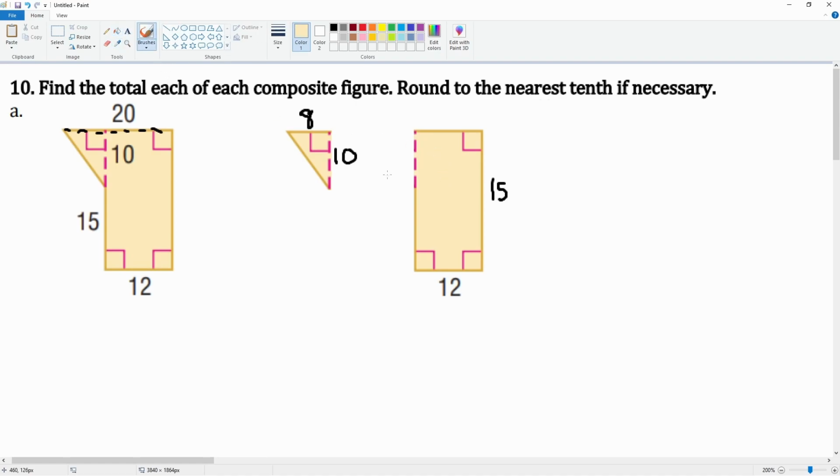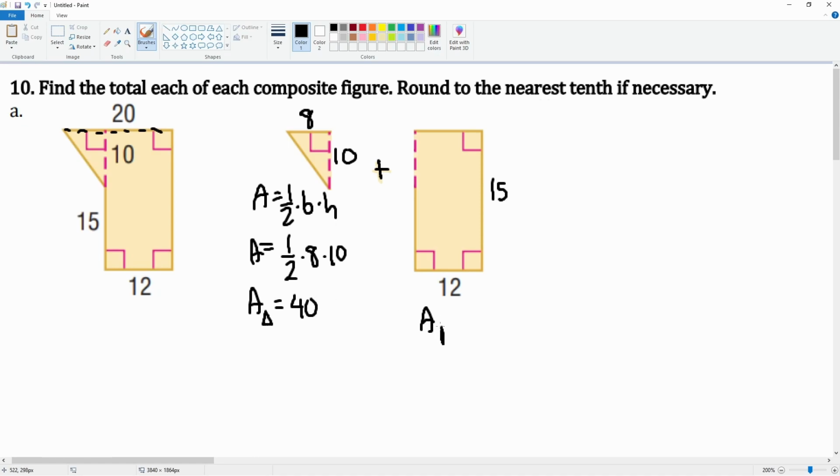then let's add these two together because I need to find the area. That's going to get me my total area. So here, this is 1/2 base times height. So 1/2, 8 times 10. So the area of that triangle is 1/2 base, which is 8, times height, which is 10, which is 40.